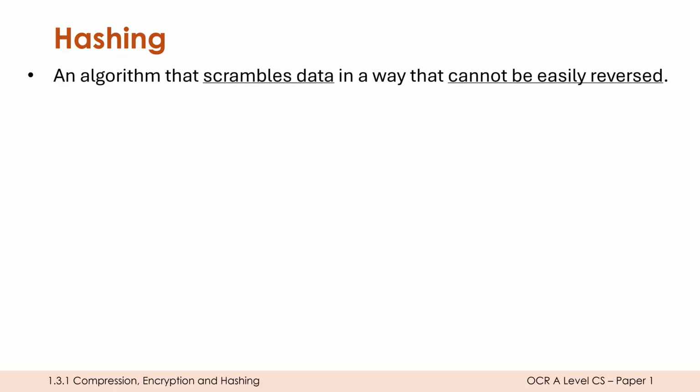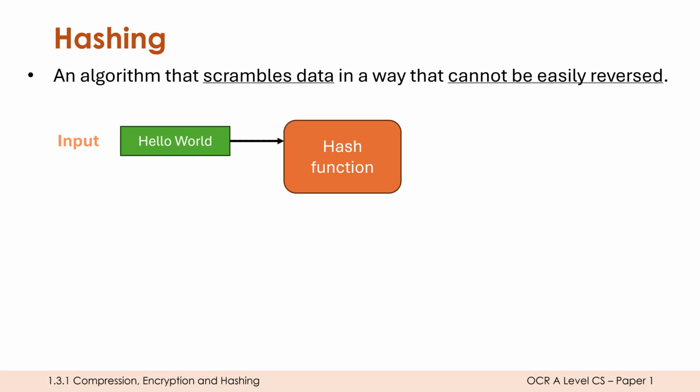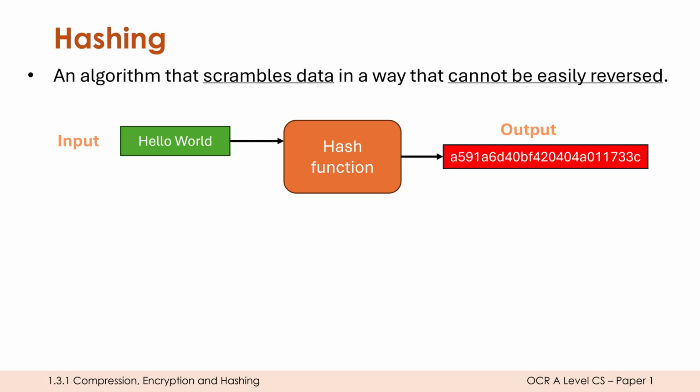So a hash algorithm is an algorithm that scrambles data in a way that cannot easily be reversed. So this algorithm is often called a hash function. It's some code which is able to take an input, like a normal string or a normal number, and scramble it to a completely random looking output. And the whole point is it can't be easily reversed. I can't then take this output and work backwards to give me the input.